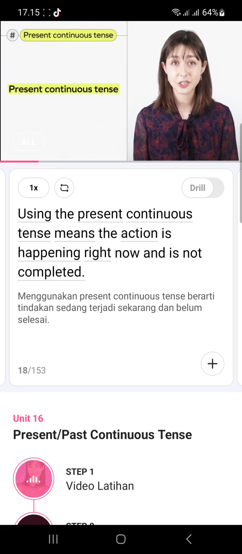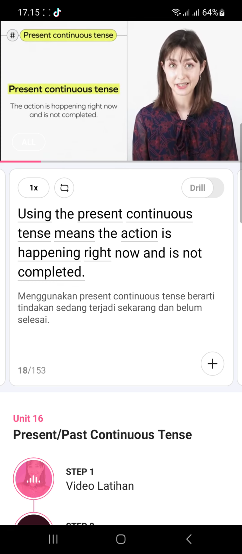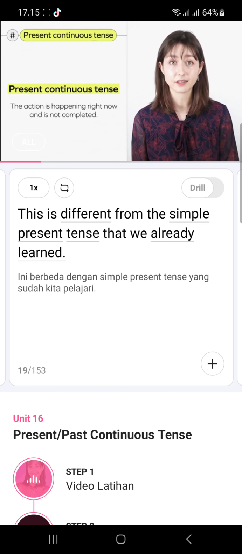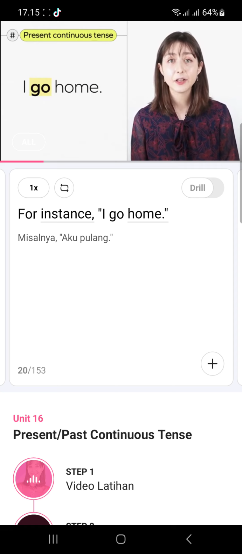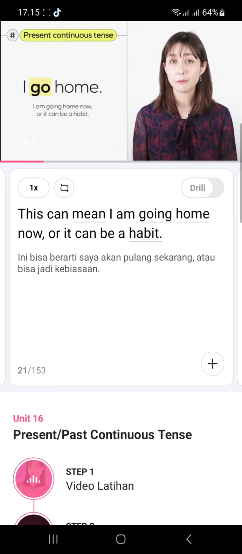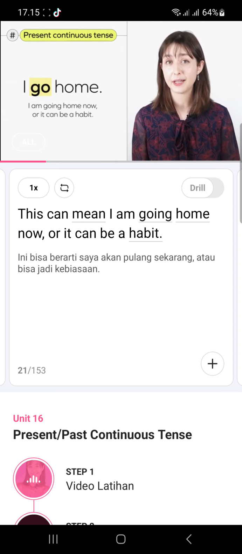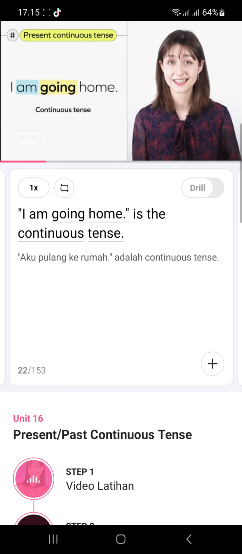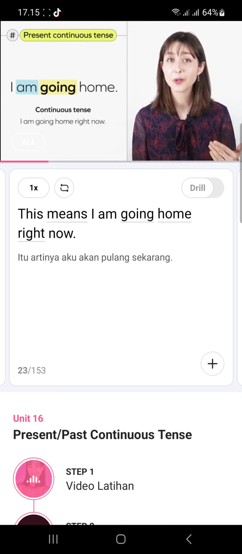Using the present continuous tense means the action is happening right now and is not completed. This is different from the simple present tense that we already learned. For instance, I go home. This can mean I am going home now, or it can be a habit. I am going home is the continuous tense. This means I am going home right now.